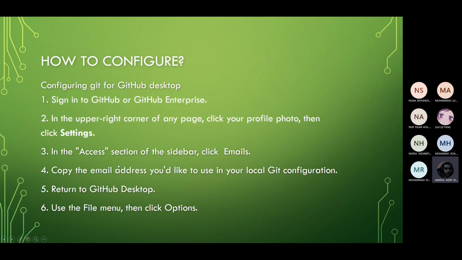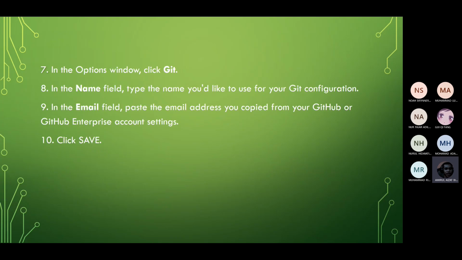In the settings, you go to the sidebar and click emails. Copy the email address you would like to use in your local Git configuration. And return to GitHub Desktop. Go to the menu and then click options. In the options window, click Git. In the name field, type the name you would like to use for your Git configuration. In the email field, paste the email address you copied from your GitHub or GitHub Enterprise account settings and click save. So basically, you have already set up GitHub on your desktop.